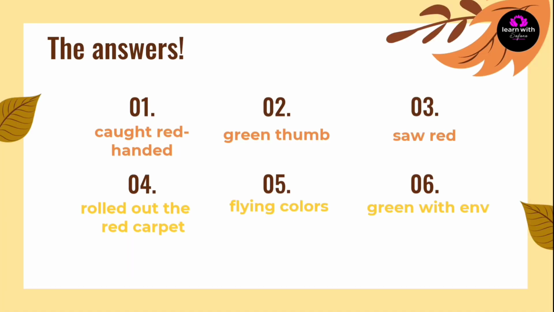The answers: number 1, caught red-handed. Number 2, green thumb. Number 3, saw red. Number 4, rolled out the red carpet. Number 5, flying colors. Number 6, green with envy.